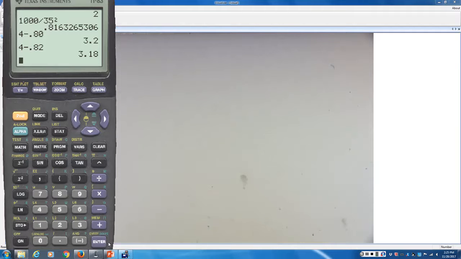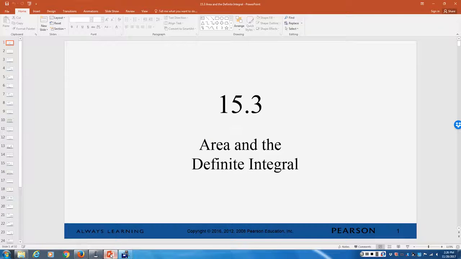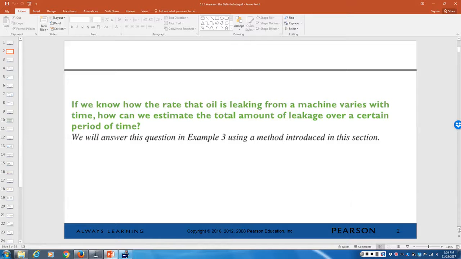So hopefully you've already got the notes for the whole chapter. And this is more visual. There's not going to be a lot of math work to do for this. And there's some arithmetic, but it's not arithmetic we can't handle. So we want to talk about area in the definite integral. Here's a problem that we're actually going to solve in this particular section.